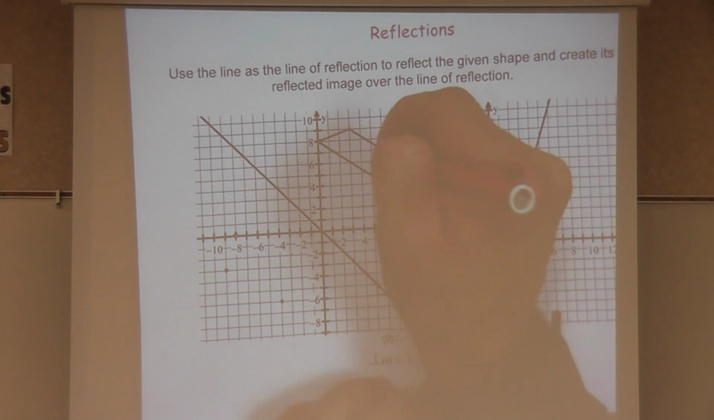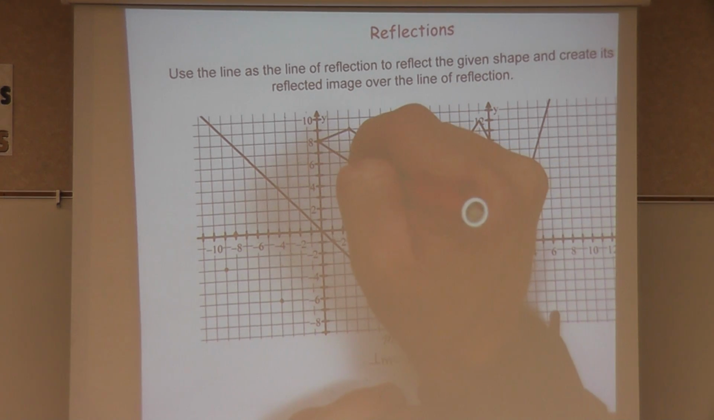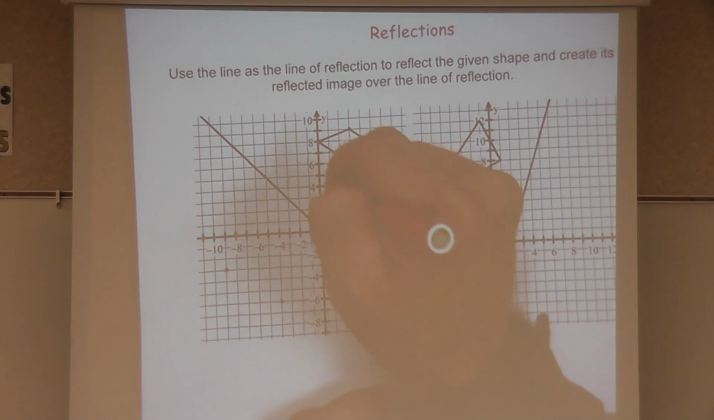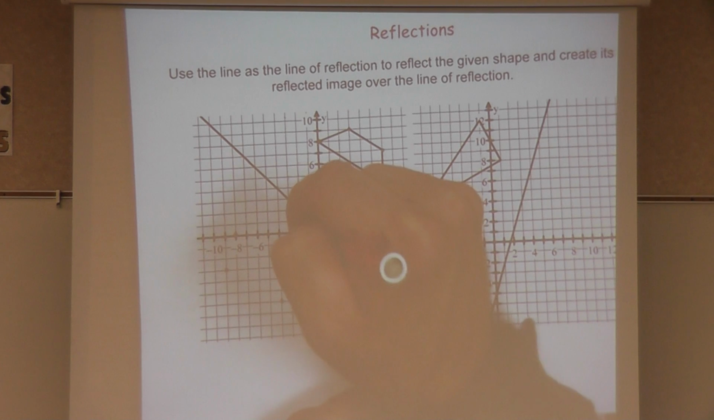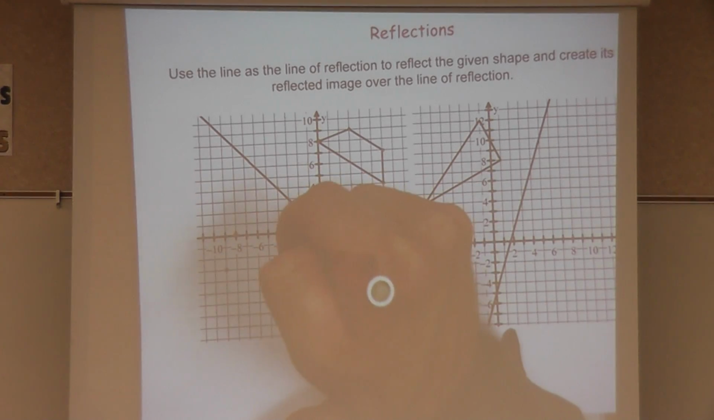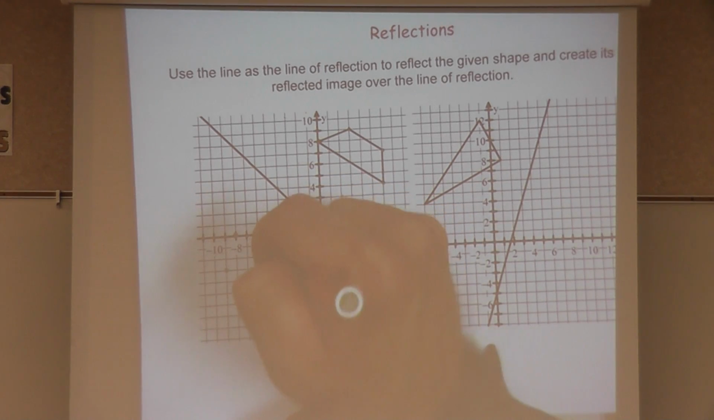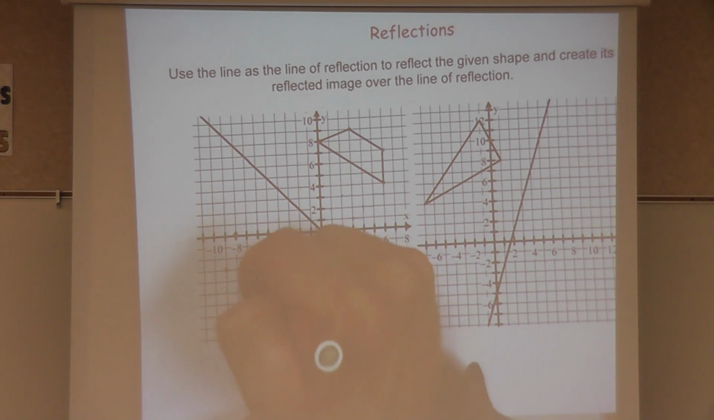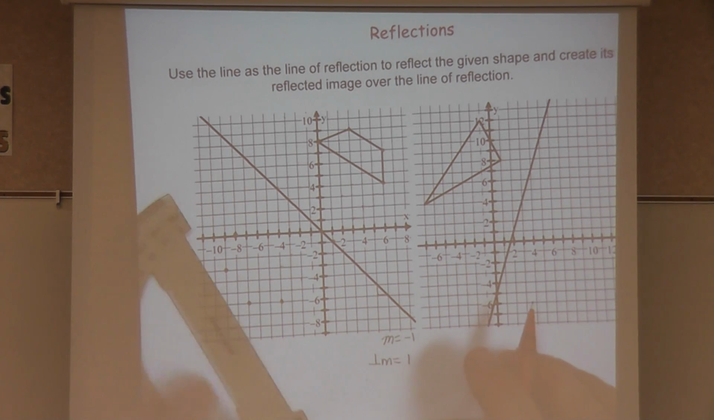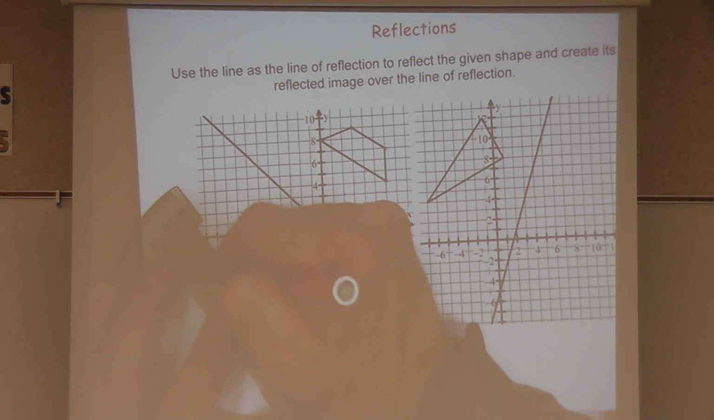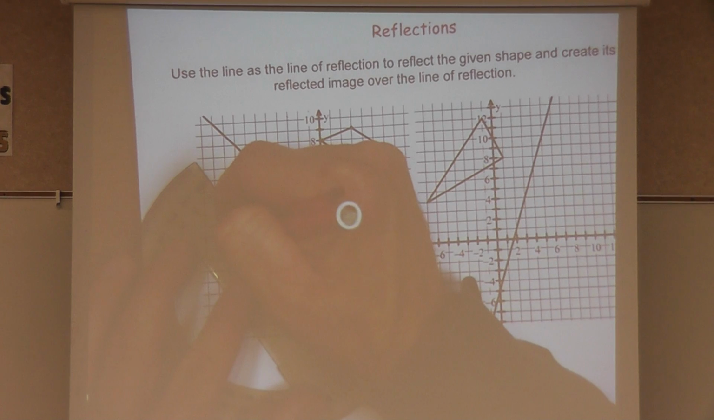Now this last one's a little bit tougher. 1, 2, 3, 4, 5, 6, and a half. So here's half, 1 and a half, 2 and a half, 3 and a half, 4 and a half, 5 and a half, 6 and a half. That's where that corner ends up. So if we connect, this will be our image.